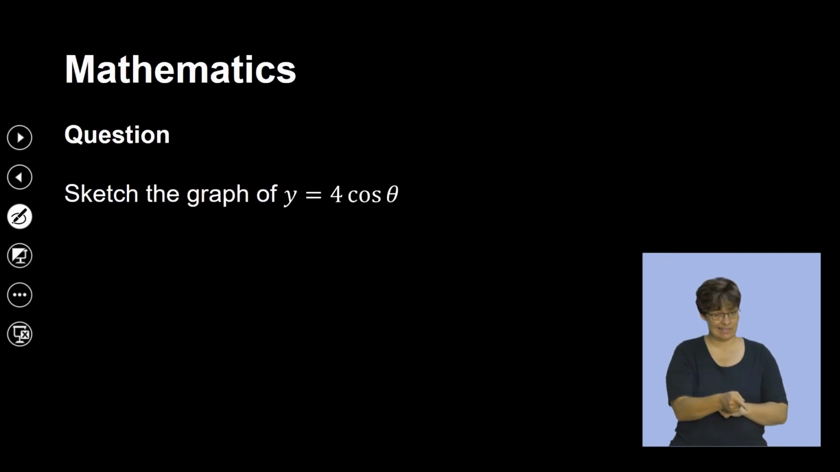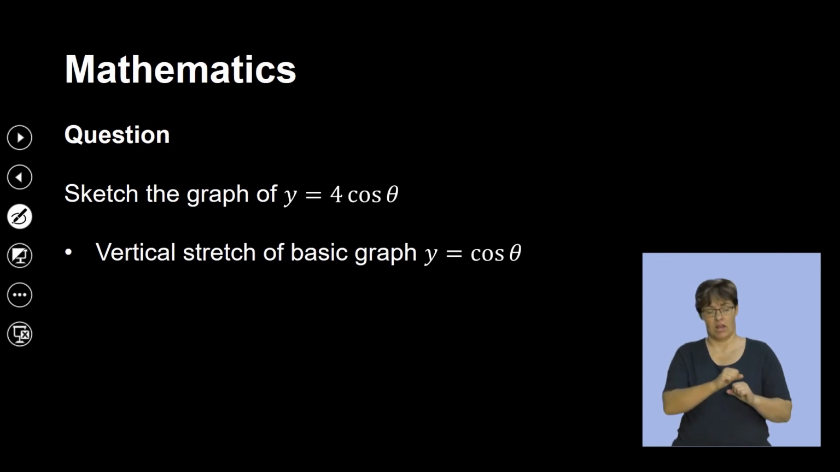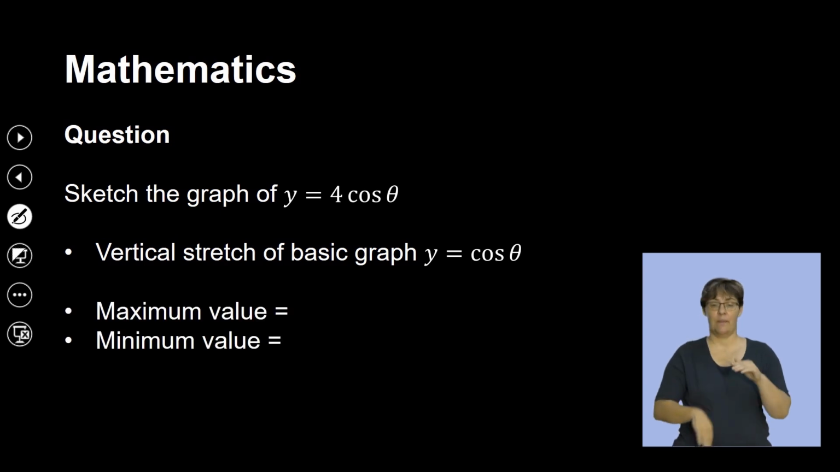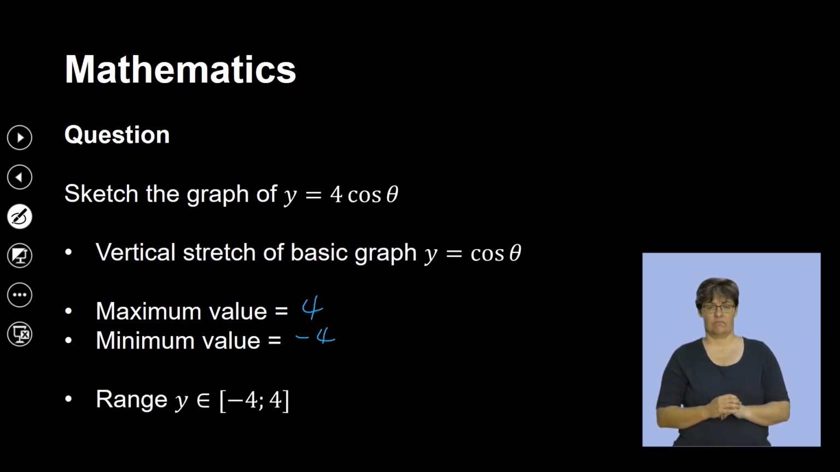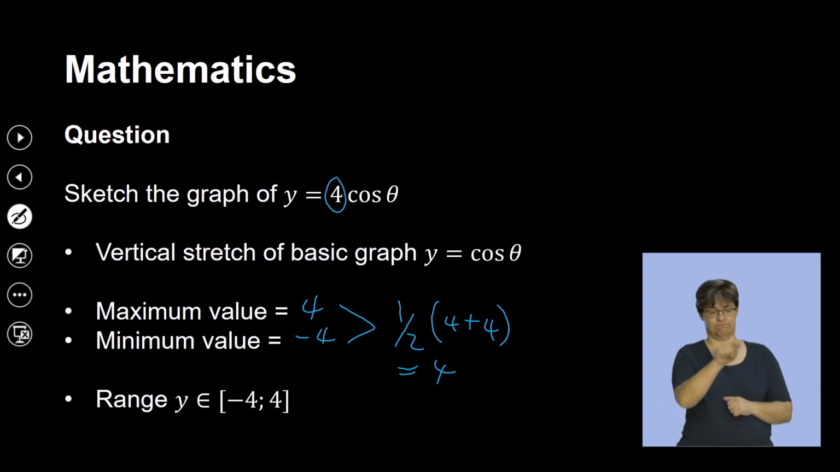If we analyze this, you know that this is a vertical stretch of the basic graph of cos of theta, and the maximum value I just said will be at 4, the minimum value will be at -4. And then my range will be between -4 and 4. And if I want to find the amplitude again, remember 1/2 into 4 plus 4. 4 plus 4 is 8. Half of that will definitely be 4. But you can just look at the number in front there.